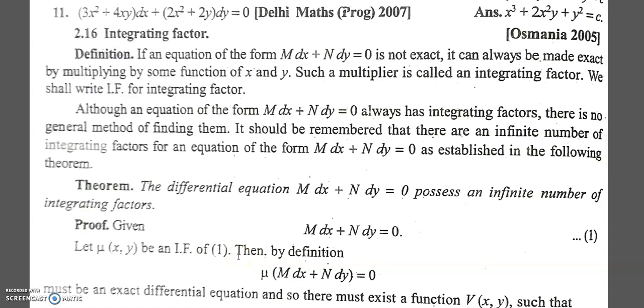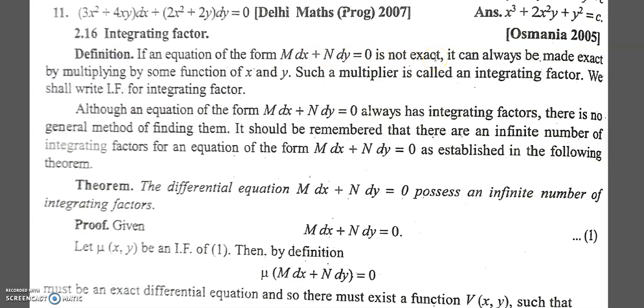Welcome students. Let us consider a two variable differential equation M dx plus N dy which is not exact. Exact means, from our earlier video, we know that del M by del y is equal to del N by del x. If this is not equal, then we say that the equation is not exact.